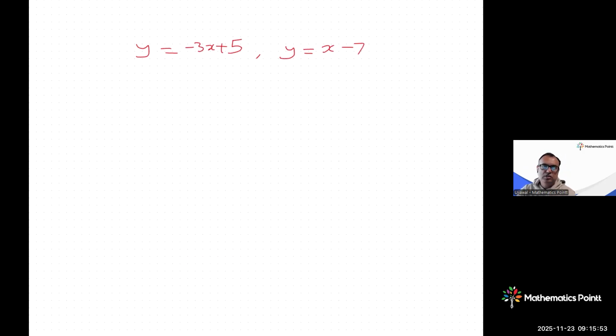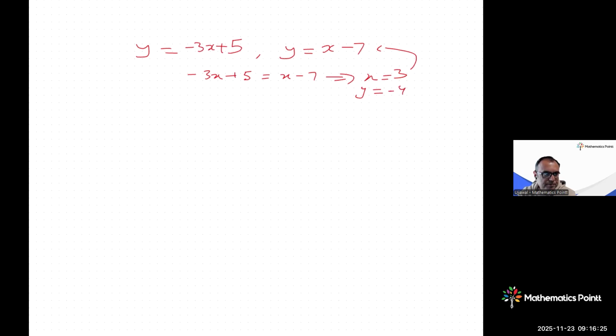I'll not go into this. Very, very simple. You just say negative 3x plus 5 equals x minus 7, right? And you find x equals 3. Plug back in, and you get y equals negative 4. Easy peasy. All right. Now, another concept.